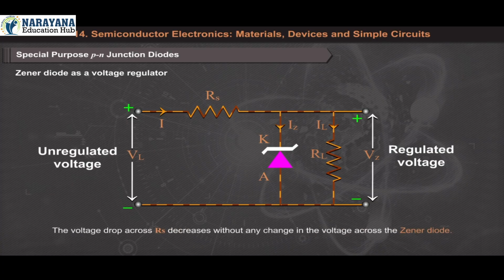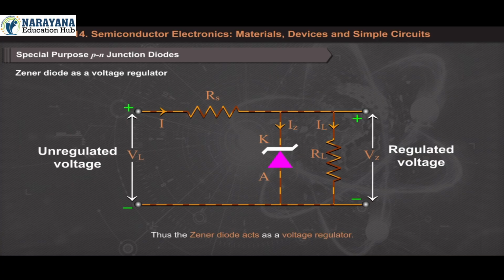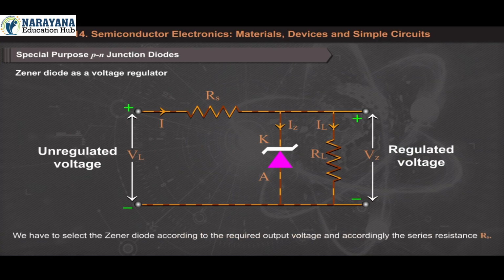The voltage drop across Rs decreases without any change in the voltage across the Zener diode. Thus, any increase or decrease in the input voltage results in an increase or decrease of the voltage drop across Rs without any change in the voltage across the Zener diode. Thus, the Zener diode acts as a voltage regulator. We have to select the Zener diode according to the required output voltage, and accordingly the series resistance Rs.